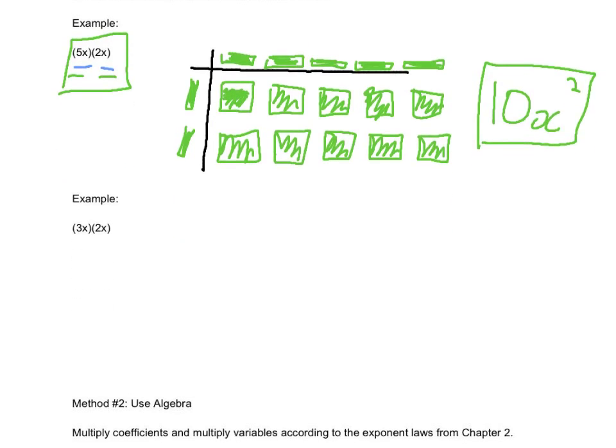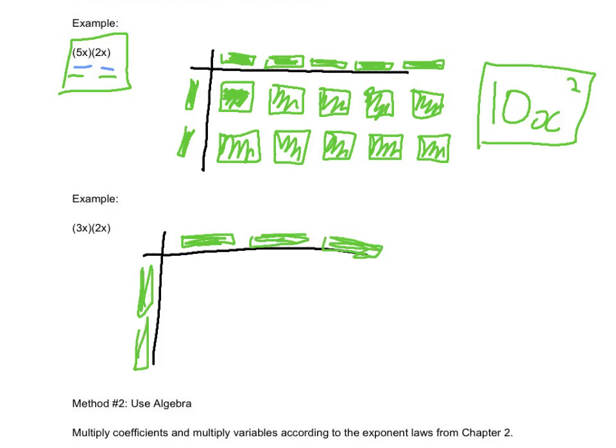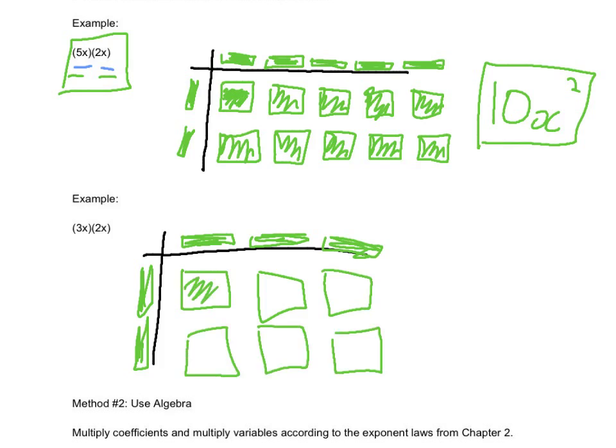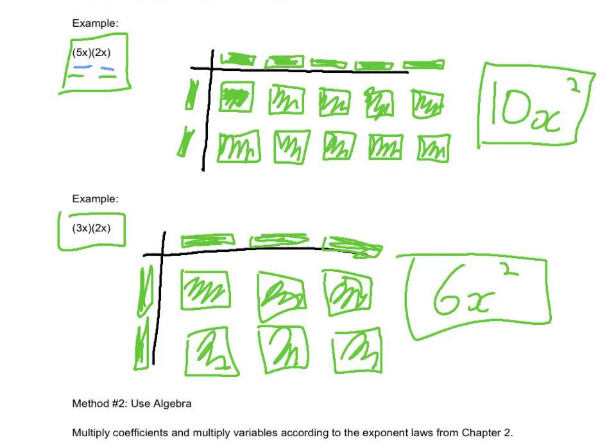Okay, we'll do another example. Again, we'll set up our grid, and we'll draw out our two different dimensions. We've got 3x and 2x. Again, we fill in the grid, and you get fast at this as you go. Remember, those are positives because they're positive times positive. Okay, we have our complete rectangle. We look at it and we count up that it is made up of 6 x squared tiles. Therefore, the answer to 3x times 2x is 6x squared.